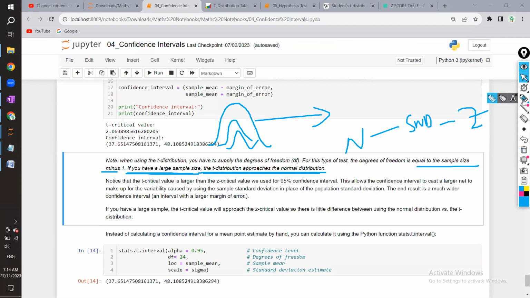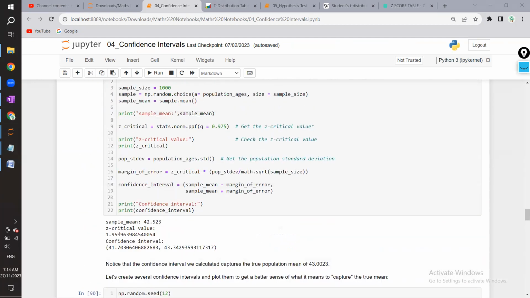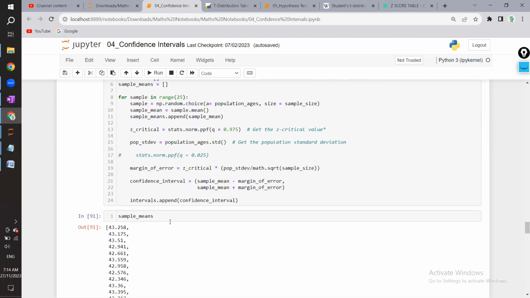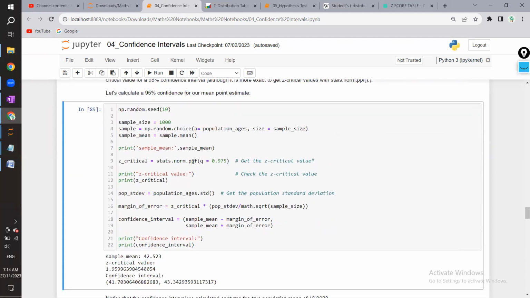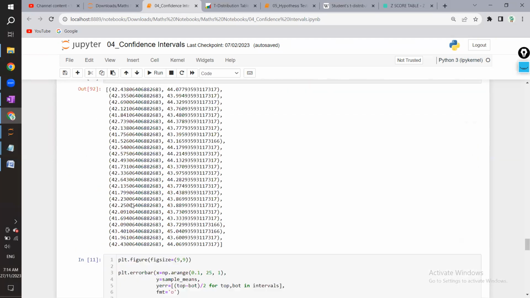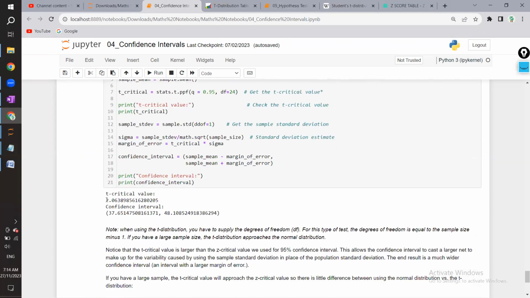Yes, Santosh. Okay. So now you can see that the T critical value is greater than the Z critical value. And what is the T critical value, guys? For Z critical, it is 1.95, for just one sample. So earlier we took only one sample. But now for the same one sample, the T critical value is 2.06.